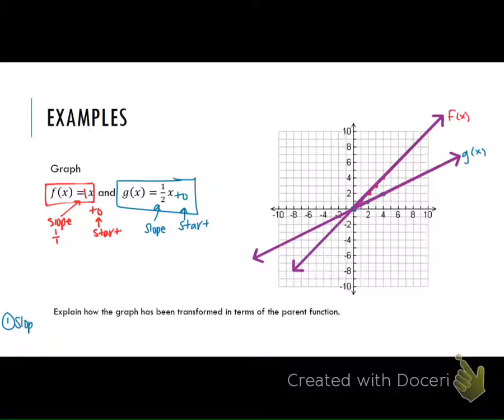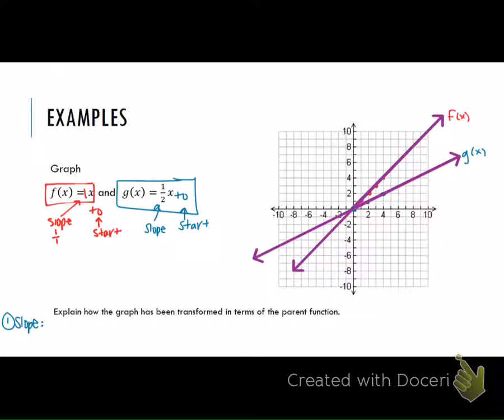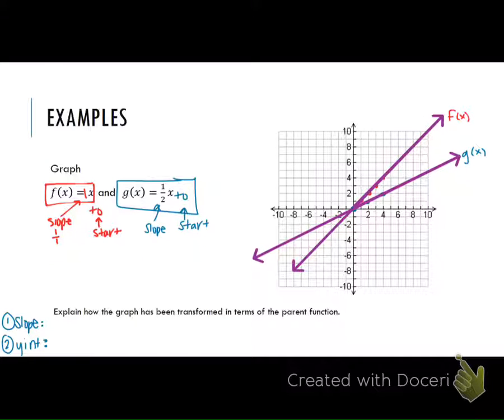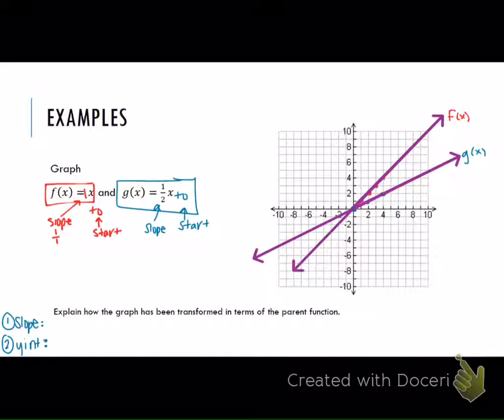So you talk about two things, the slope and the y-intercept, when you're comparing it to the parent. Make sure you write those down so you know what you're talking about there. You're going to talk about the slope and the y-intercept, and you'll do the same thing on your graph.